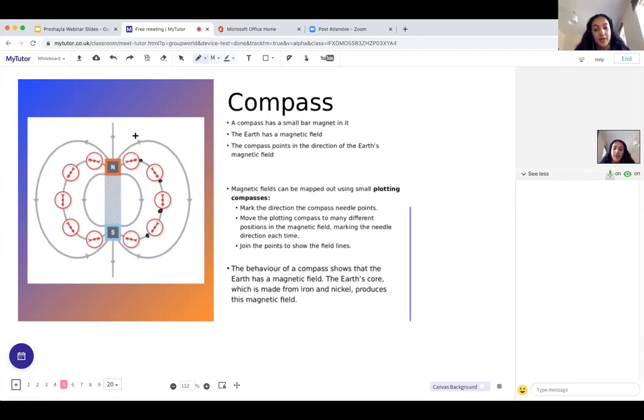Now, the behaviour of a compass shows that the Earth has a magnetic field. The Earth's core is made from iron and nickel, which we know are magnetic materials, and this produces a magnetic field around the Earth. Now, we know that our Earth has a North Pole and a South Pole. But actually, the North Pole is magnetic south and the South Pole is magnetic north. So if you think about the Earth with a big bar magnet inside of it, the south pole points upwards and the north pole points downwards. And this is the experiment which shows that the Earth has a magnetic field.